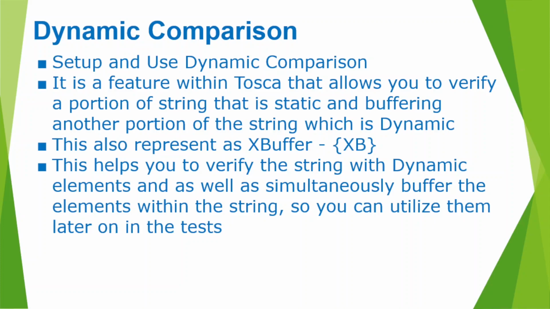Let's assume you order a product on any e-commerce site. It says your order has been successfully placed and it gives you the order number. In this case, the order number is dynamic, and "your order has been successfully placed" is static text. So how can you validate this entire string, where part of the string is dynamic and part is static? That is where dynamic comparison comes into the picture.